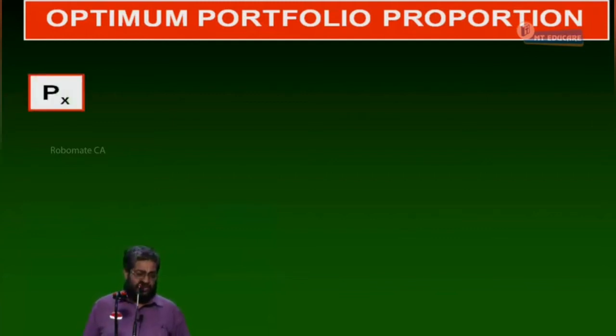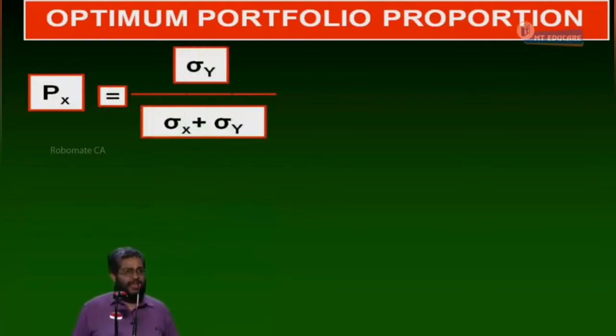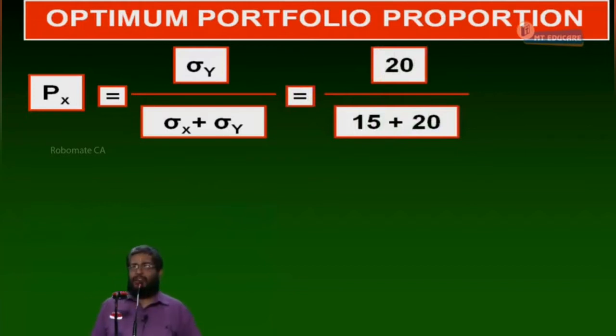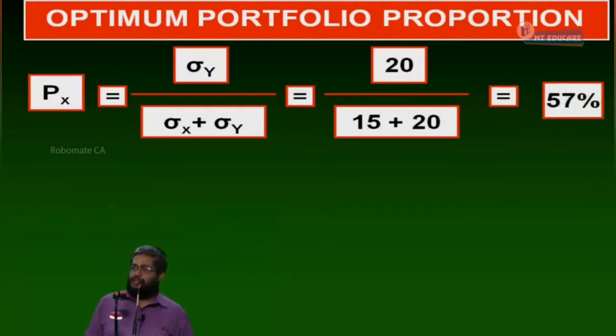Proportion of X is equal to, first tell me the formula, sigma Y divided by sigma X plus sigma Y. Can we substitute? Now tell me, what is sigma Y, the standard deviation of Y? 20 divided by 15 plus 20. Tell me the proportion. What is the proportion?